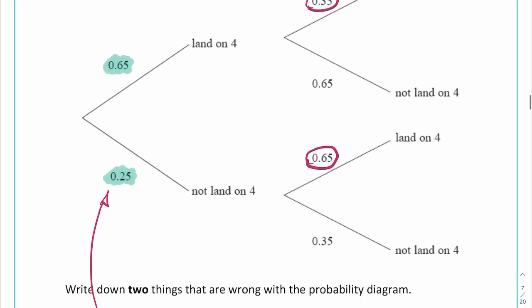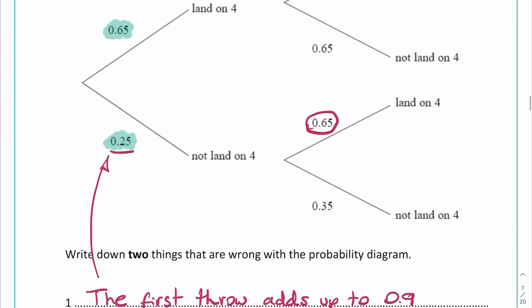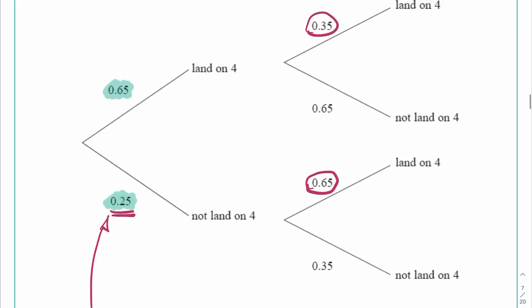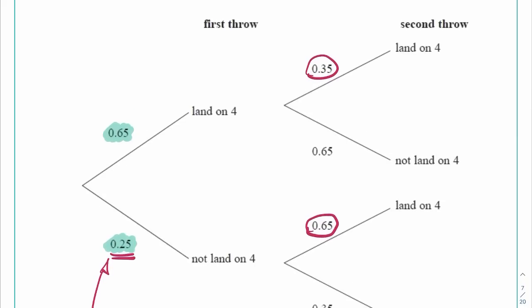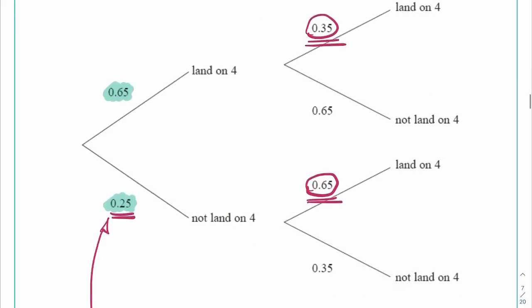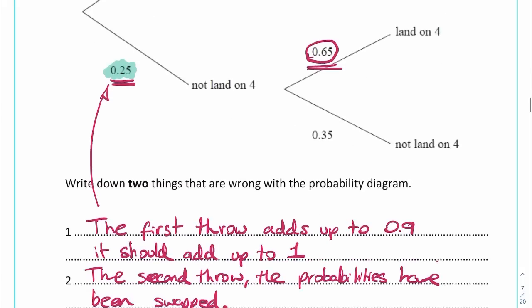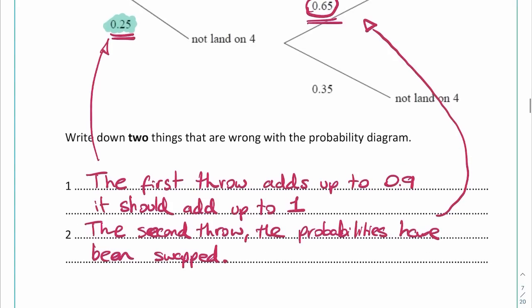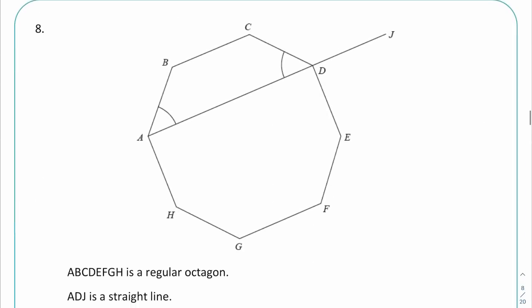There you go. You could add more information to this, like we could have said that 0.25 should be 0.35. We could say things like lands on a 4 is 0.35 here, and it should be 0.35 here. You could really write as much as you want, but just make sure it's really clear what you're talking about, and you can always draw arrows to show what the statement that you're making represents. So there we go, there is some probability trees.